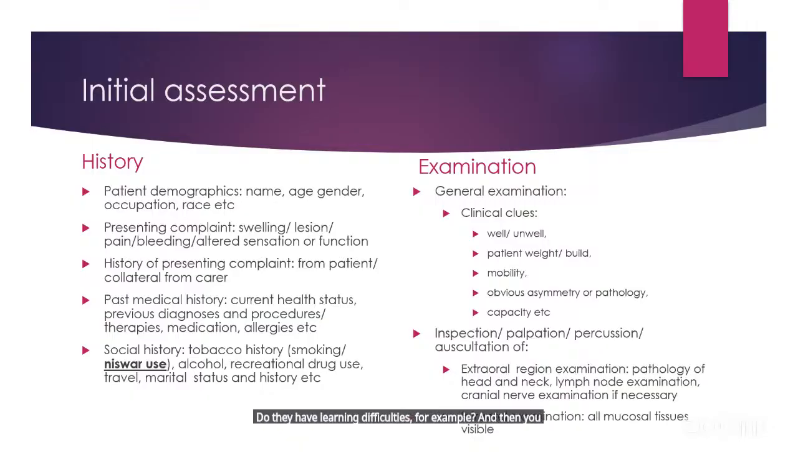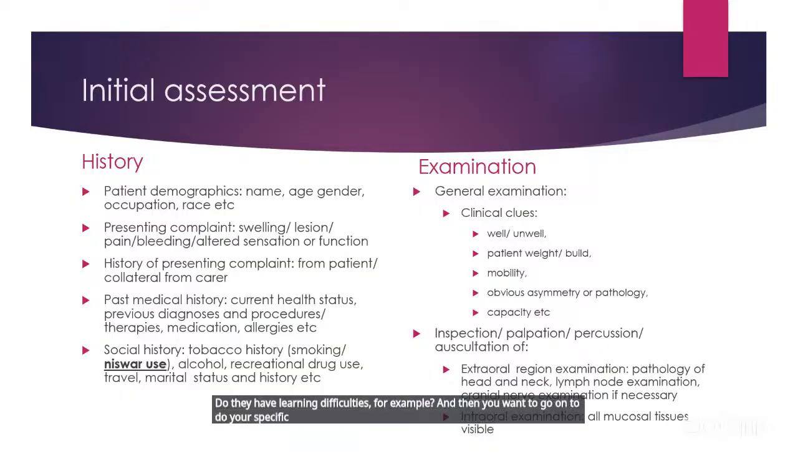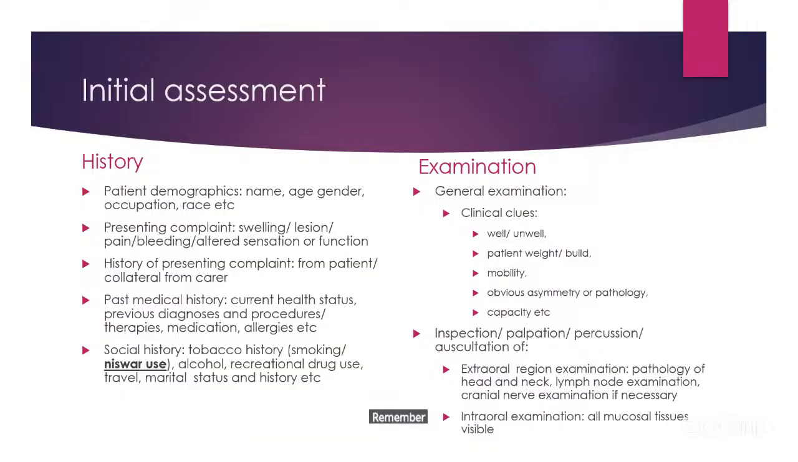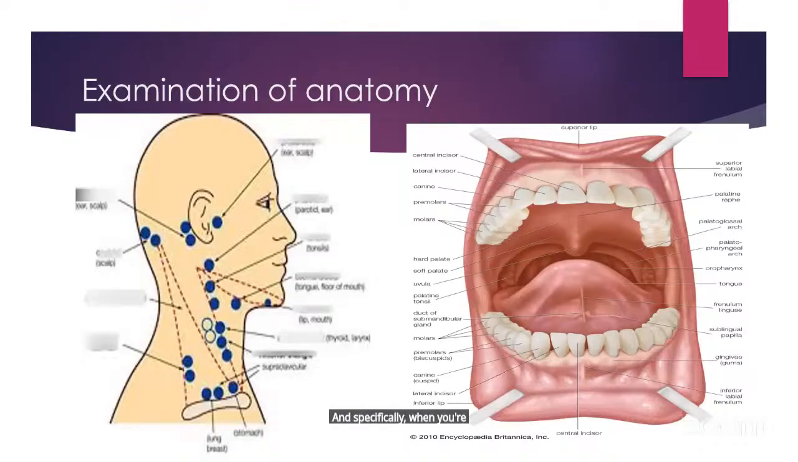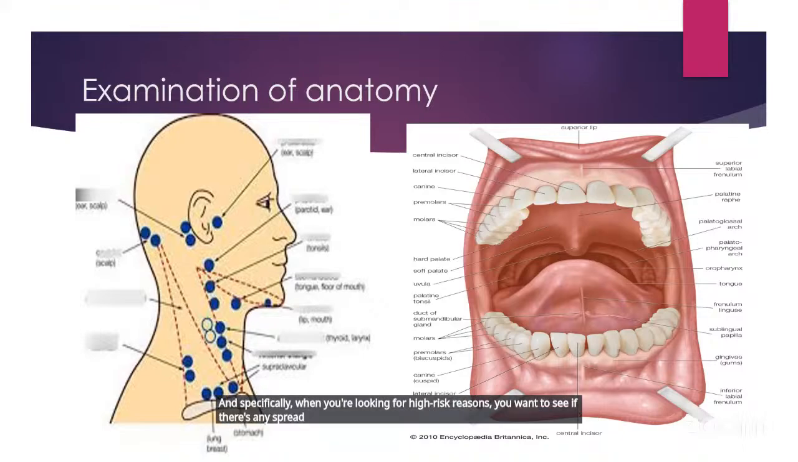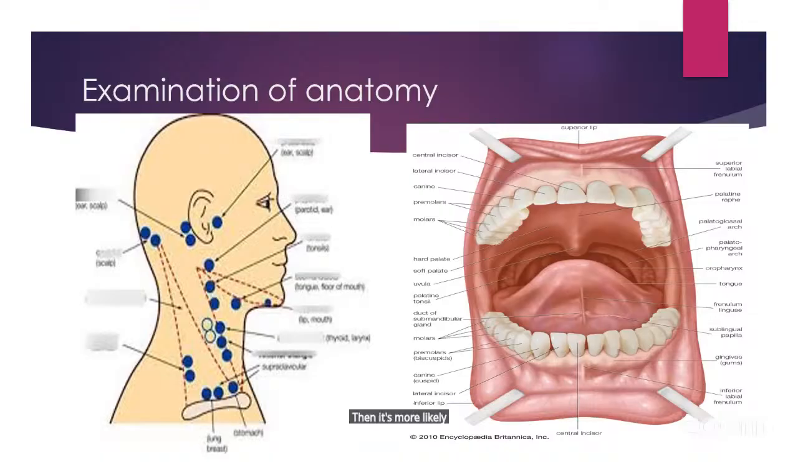And then you want to go on to do your specific examination after you've taken your history. Remember, 80% of diagnosis comes from the history and 20% from the examination. So you start with your extraoral examination and then move on to your intraoral examination. And specifically when you're looking for high-risk lesions, you want to see if there's any spread, because if there's a spread of a lesion that you note within the mouth, then it's more likely to be cancer or a part of a systemic condition than something just within the mouth.